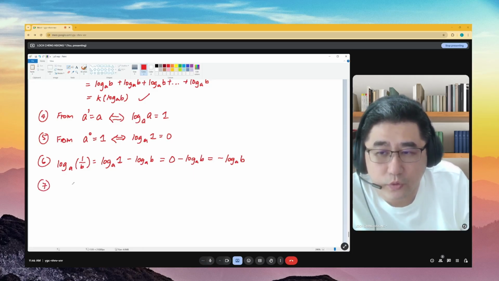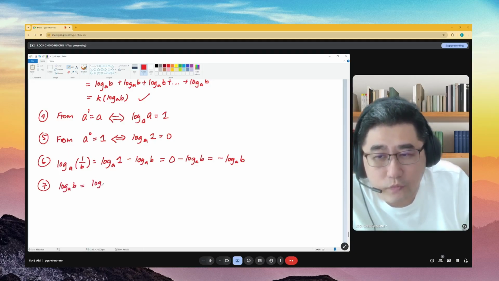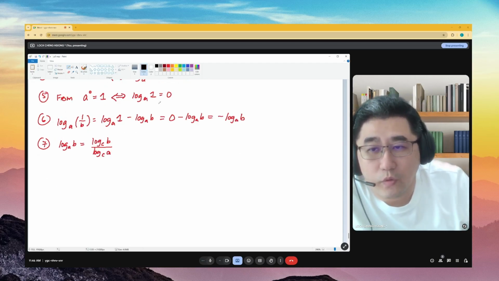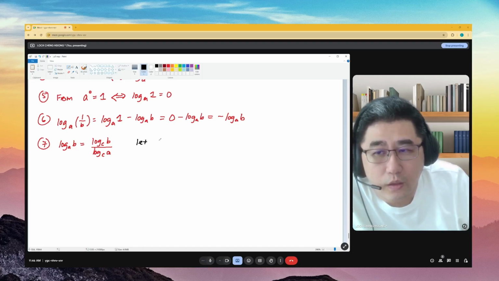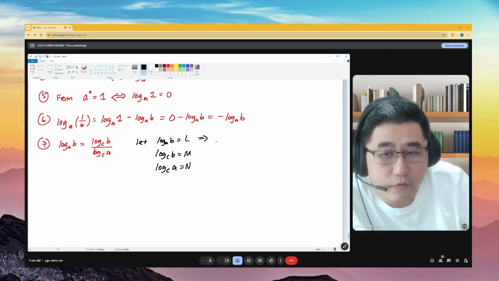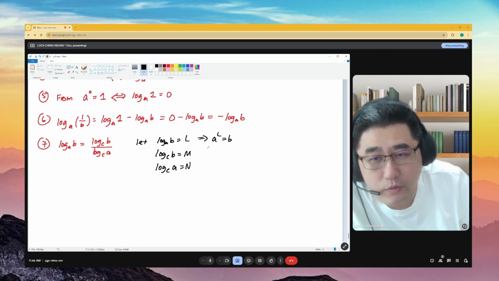Number 7, we are talking about the rule of changing base: log_a b equals log_c b over log_c a. Let's look at the working. I let log_a b equal L, log_c b equal M, log_c a equal N. According to the definition, I have a^L equals b, c^M equals b, c^N equals a.